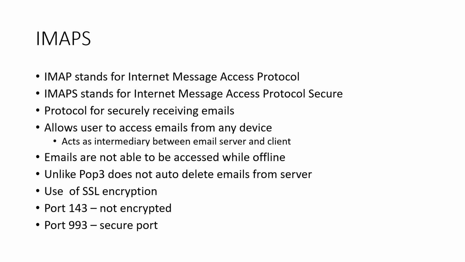IMAPS uses SSL encryption, and the two ports are port 143 and port 993. Port 143 is typically IMAP, not the secure version, and it is typically not encrypted. Meanwhile, port 993 is a secure port, so it typically uses encryption, whether it be SSL or TLS encryption.